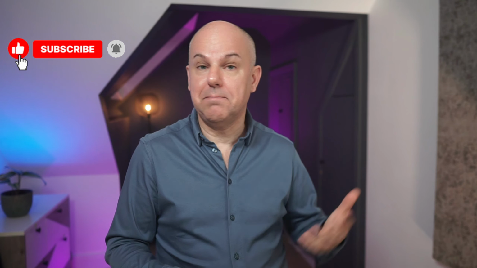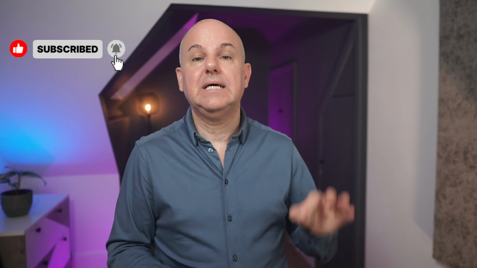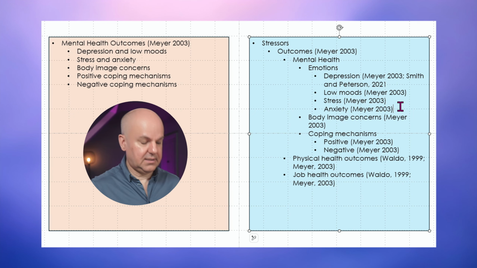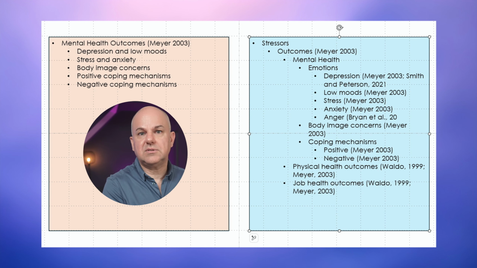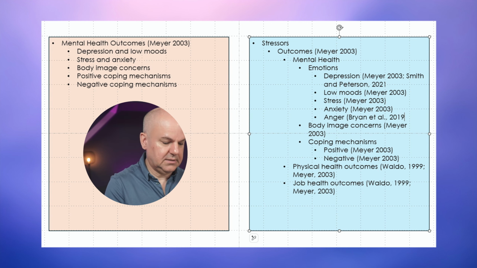And then we read a paper which identifies anger as the outcome. Anger is also an emotion, but in this instance, we don't have it in our structure. What we do is to add it as a subtheme to the emotional outcomes bullet point together with the reference. Let's do that. So what we add is anger, and let's assume that the reference is Brian et al. 2019.